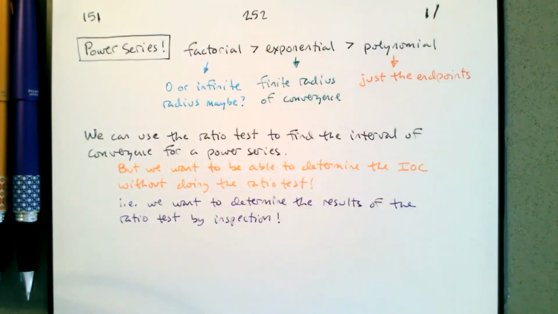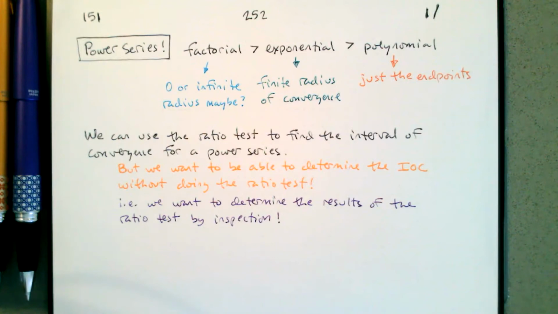Today, we want to continue looking at the interval of convergence for a power series. We know that we can use the ratio test to find the interval of convergence for a power series, but we want to be able to determine the interval of convergence without doing the ratio test, because it's a lot of writing. We have to cancel some stuff out, and anytime we start doing algebra, we start introducing the possibility of making mistakes.